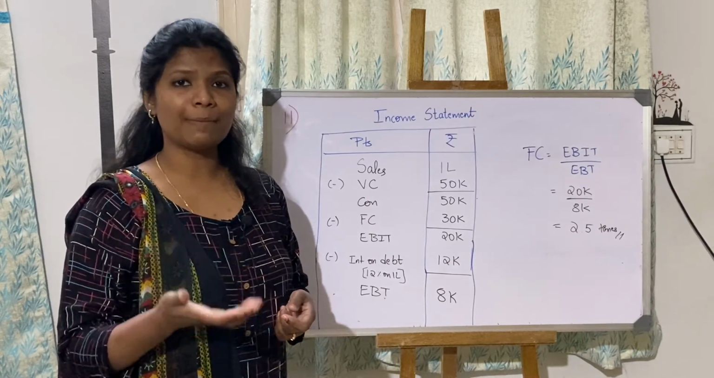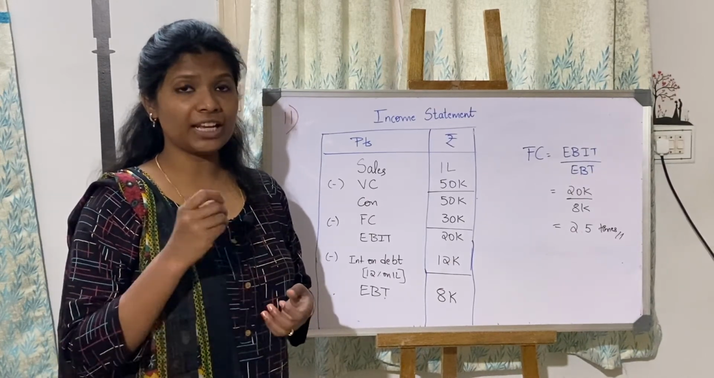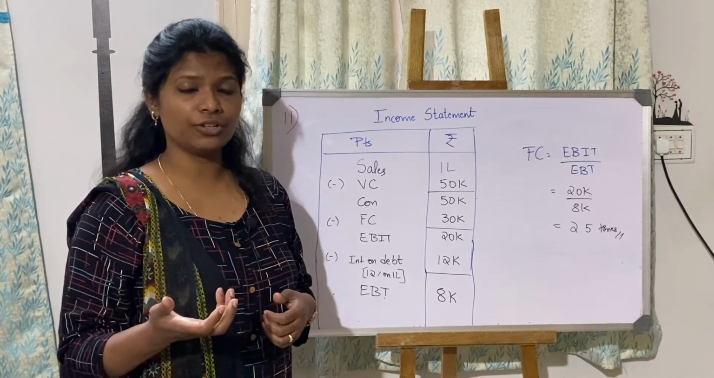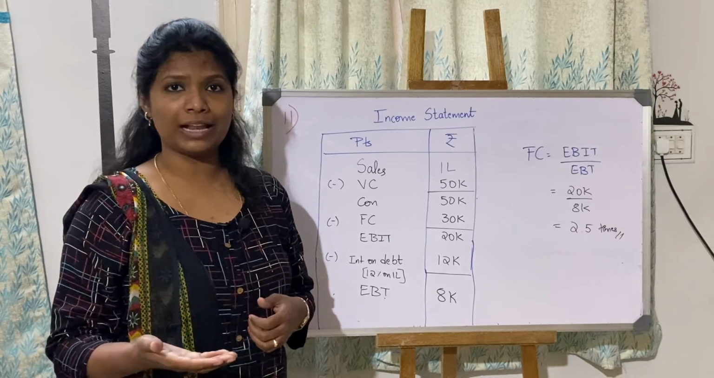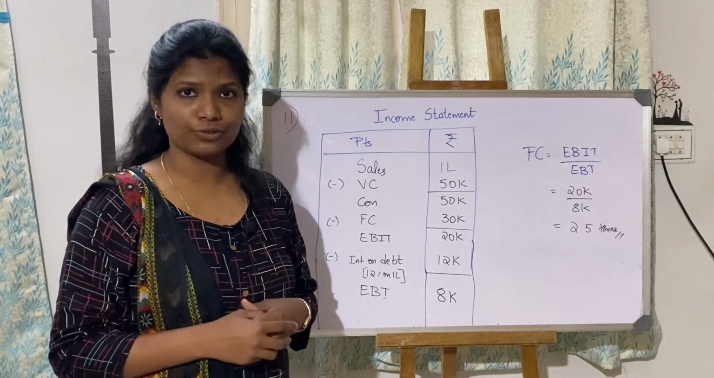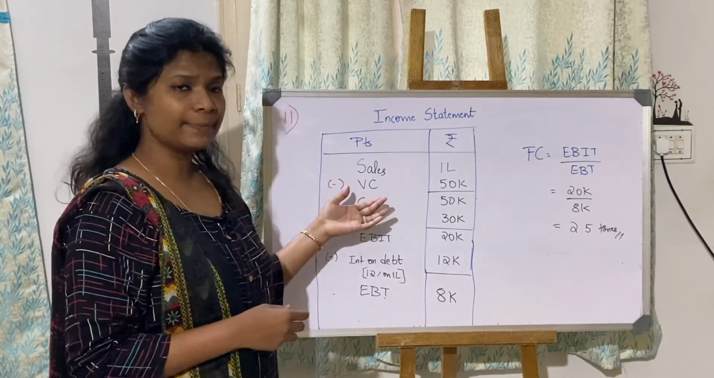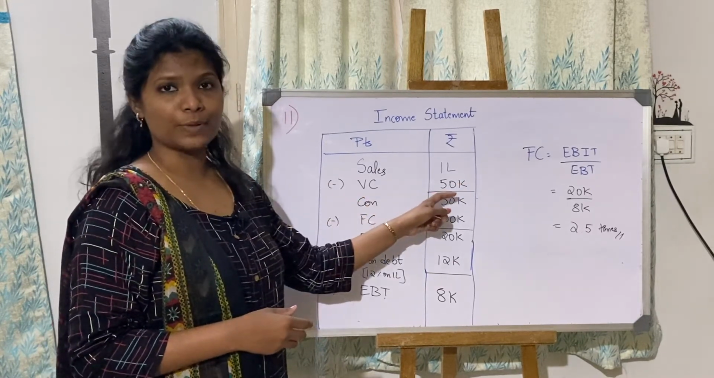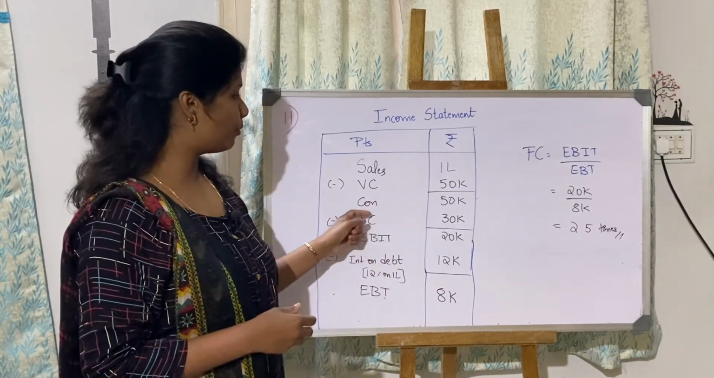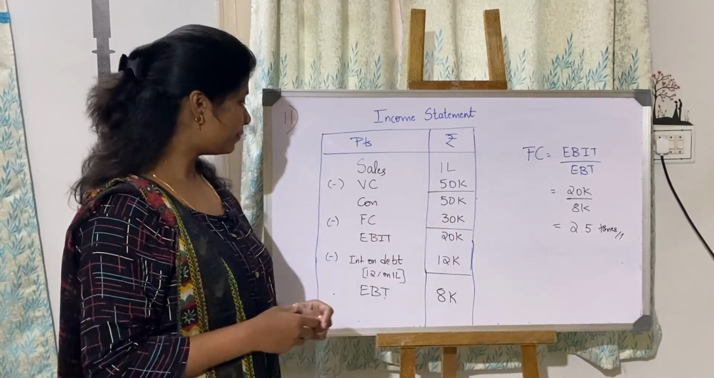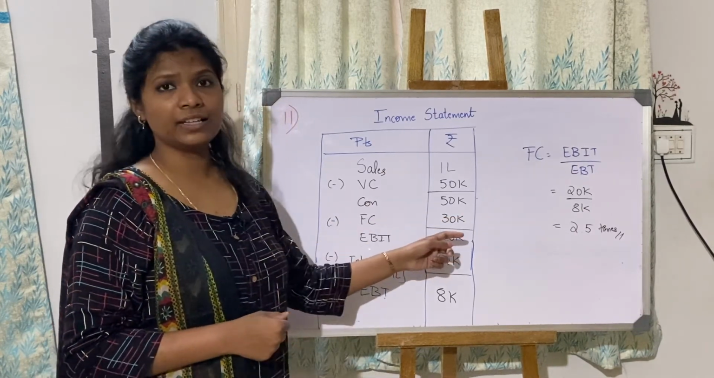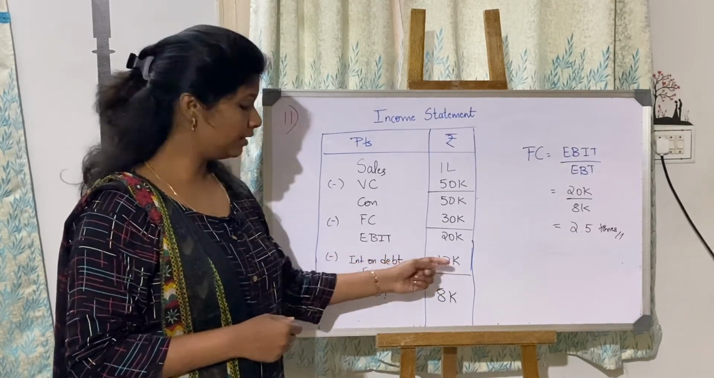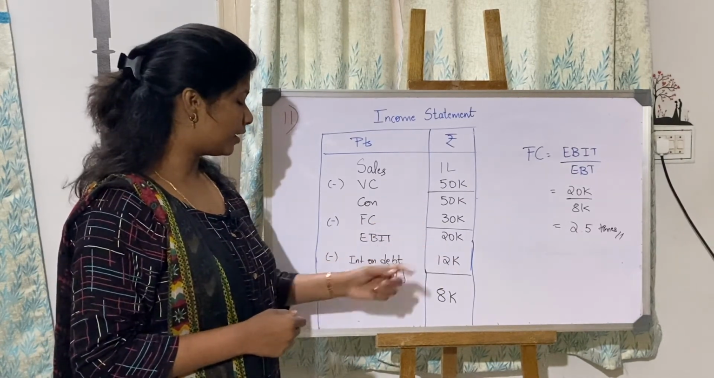So debenture amount is rupees 1 lakh. The interest charged on debenture is 12%. So how do you charge interest? 12% on 1 lakh, amount is 12,000 rupees. So let's start with sales. Given sales is rupees 1 lakh. Variable cost we deduct at rupees 50,000. We arrive at contribution 50,000. Deduct fixed cost at 30,000. EBIT is 20,000.